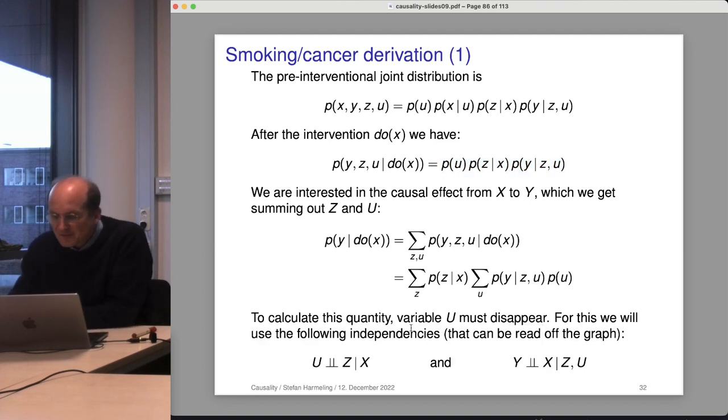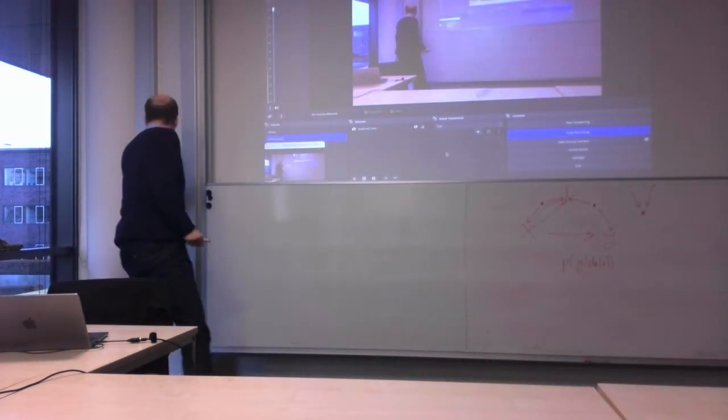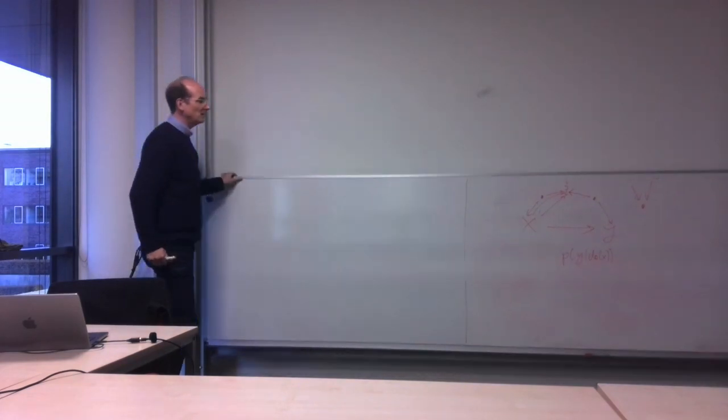And next, to calculate now this sum, we need to get rid of the U, right? So that was the gene. And we want to get rid of it from the whole expression. We need to have some independencies that can be read off the graph. And maybe that's something we try to do on the board, okay? So I need to flip back and forth maybe.